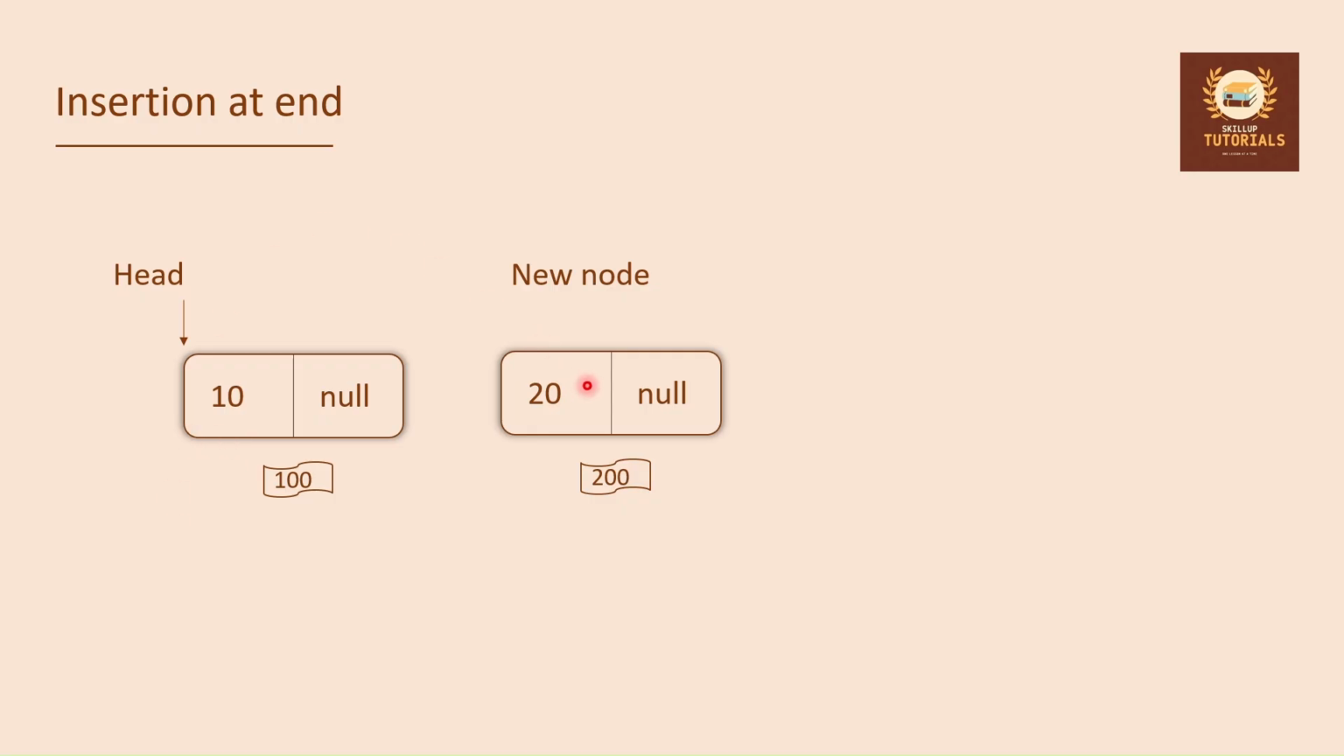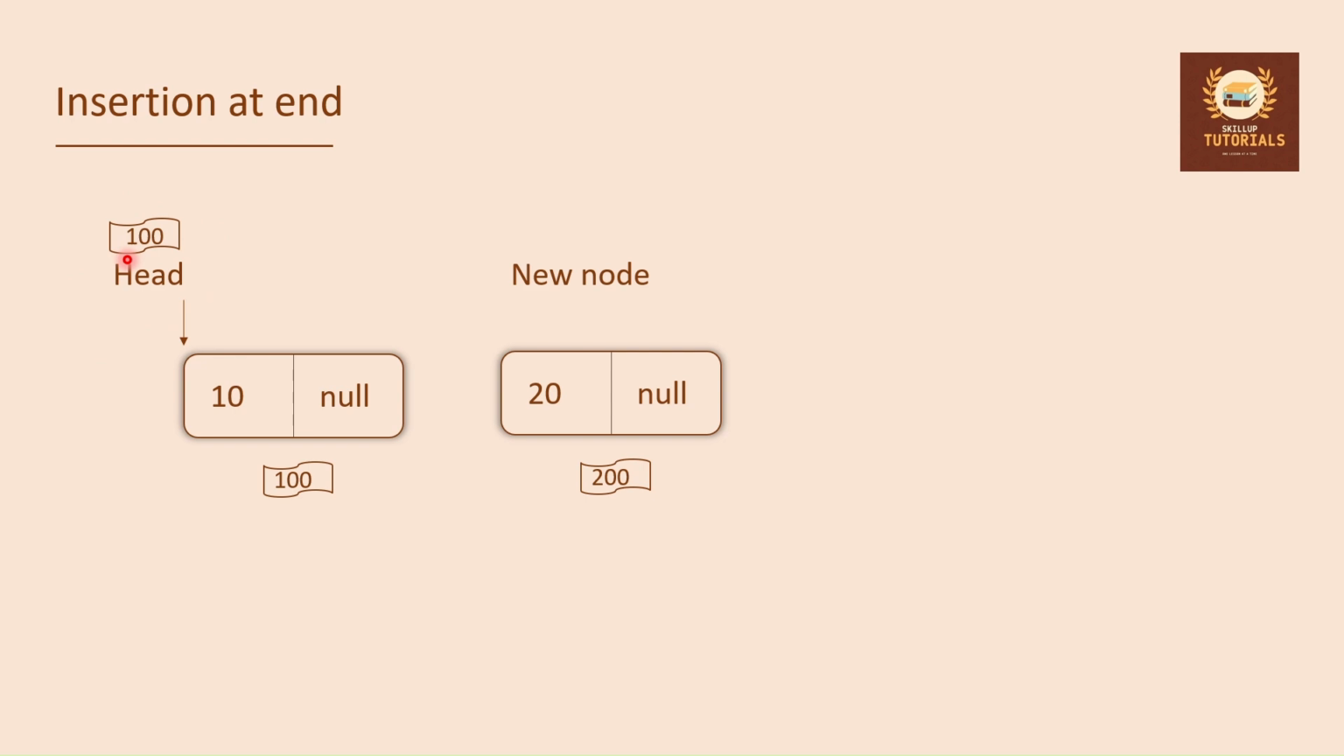But if you have three or four nodes, let's say four nodes are there, then how can we insert? First, we need to navigate from the first node to the fourth node. How can we navigate? By using a temporary node. That is, the temp node will store the address only. It doesn't have any data value. It stores only the address. First, temp equal to head. Head means the 100 value.